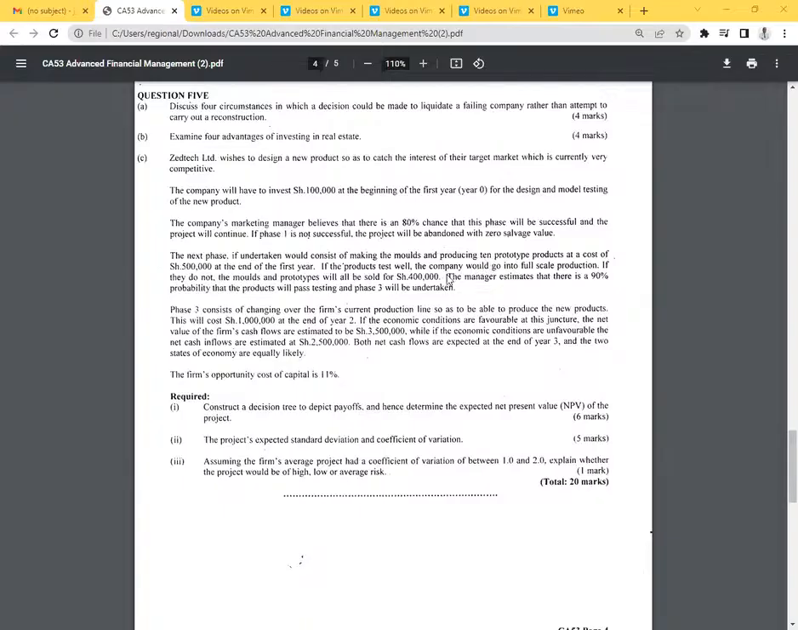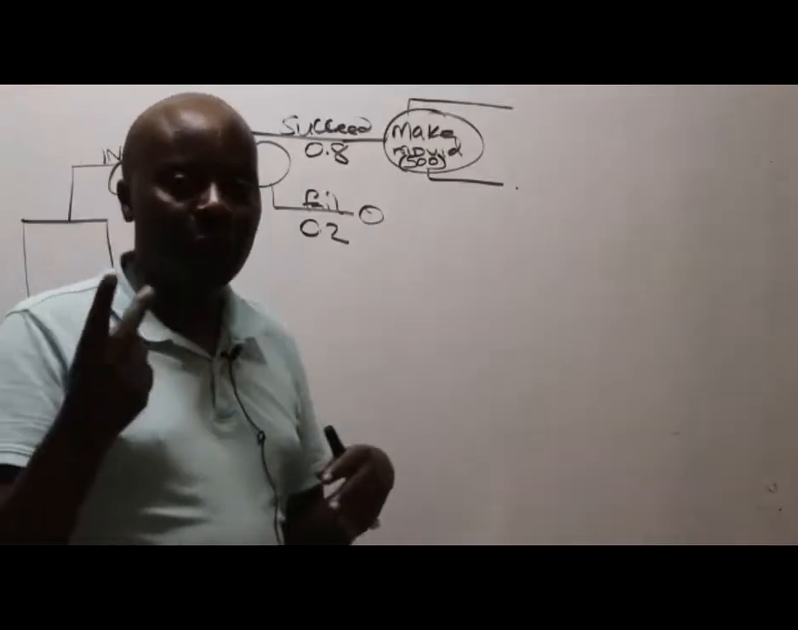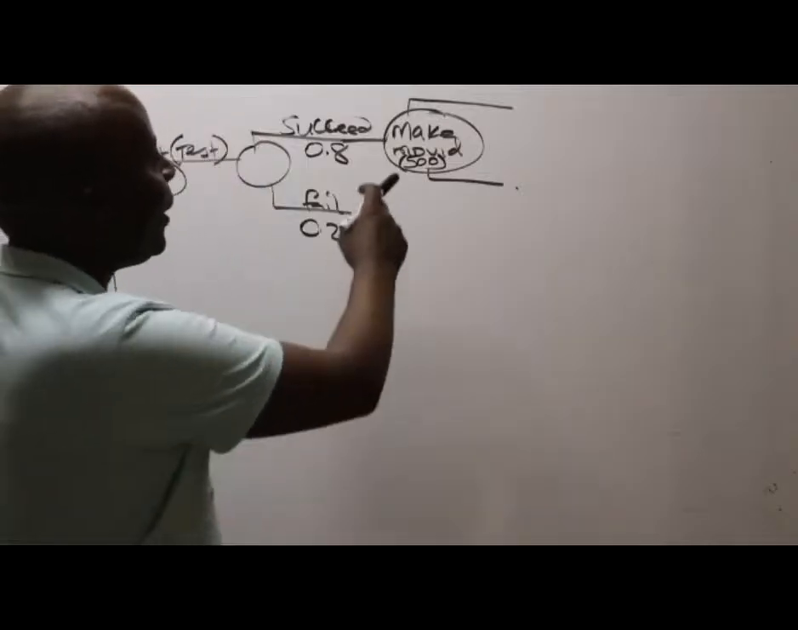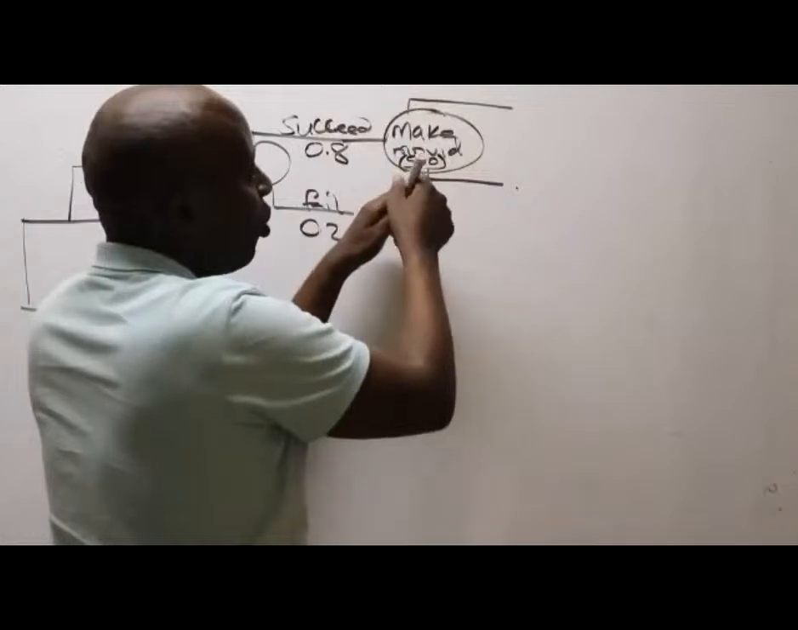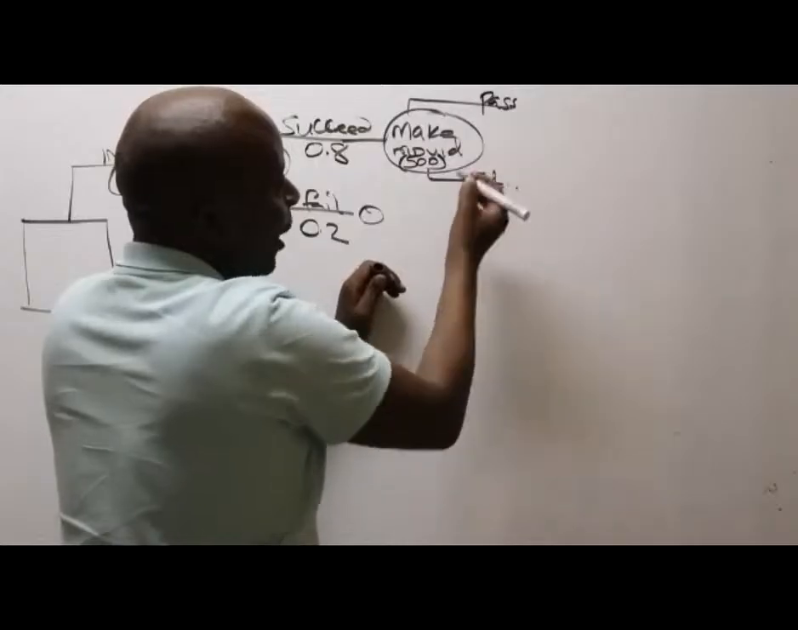If the product tests well, the company would go into full scale production. If they do not, the molds and prototypes will all be sold for 400,000. The manager estimates that there is a 90% probability that the product will pass testing, and phase 3 will be undertaken. Ladies and gentlemen, for the molds and prototypes that we are doing here, there are two possibilities, and the two possibilities are probabilistic. That is why we are capturing them in a circle. So the molds could either pass this phase, or they don't pass.